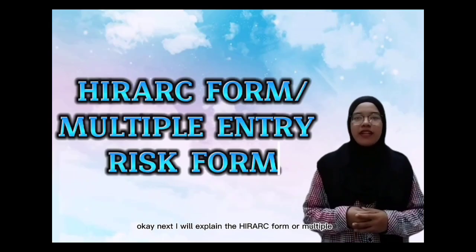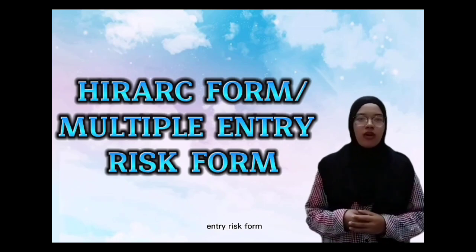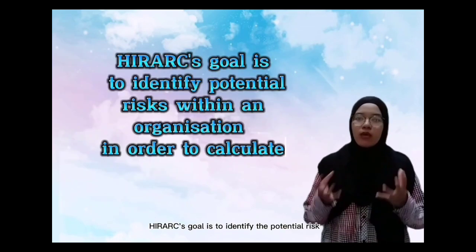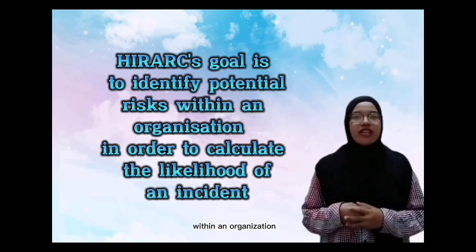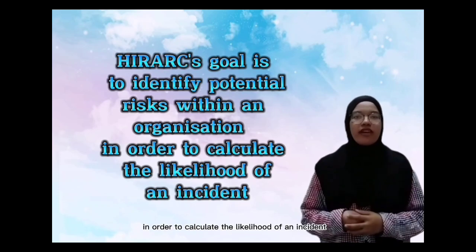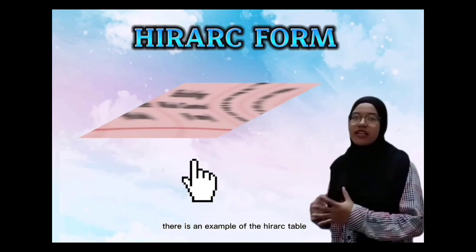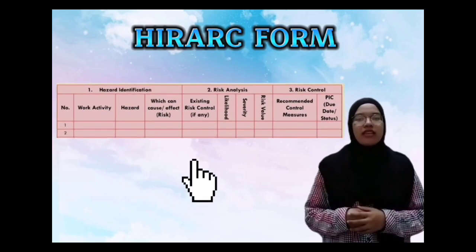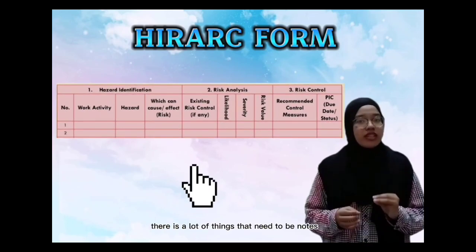Okay, next I will explain the Hirarc form or multiple entry risk form. Hirarc's goal is to identify the potential risk within an organization in order to calculate the likelihood of an incident. As we can see on my left, there is an example of the Hirarc table. There are a lot of things that need to be noted and written in this form.